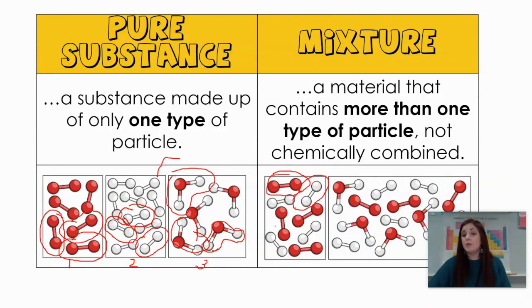Here's another example. This is actually a culmination of all 3 beakers of the pure substances. So here I have one type of particle, here's another type of particle, I have the red ones, but then I also have this type of particle. So there are 3 types of particles within this one container. And because they're not bonded to one another, they just exist next to one another. This is what we call a mixture.